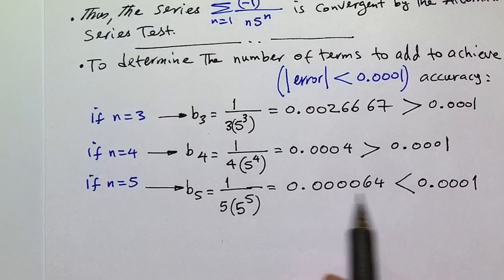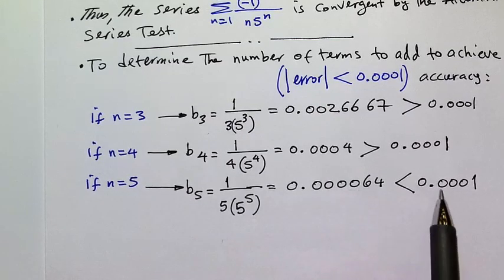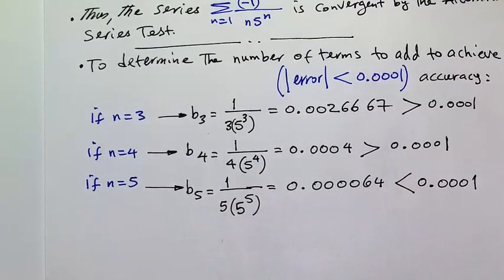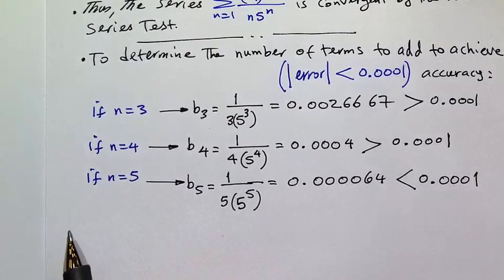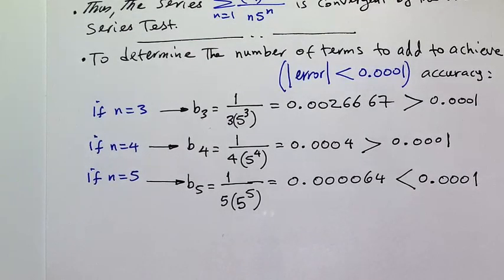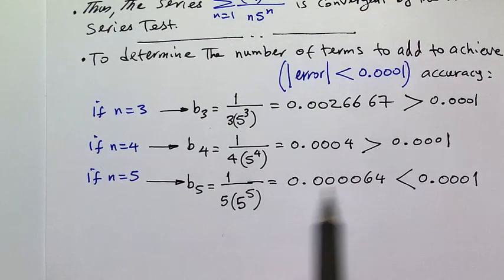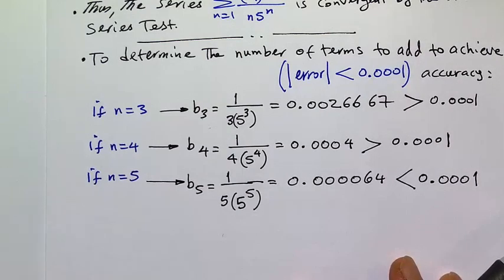Okay? So because this B5 gave us a value that is less than the error we're set, this is telling us, by the alternating series estimation theorem, that if we add the first 4 terms, B1, B2, B3, B4, we will have an error that is much less than that. In fact, the maximum error would be that much, which is much less than the standard we were asked to meet for the accuracy of adding the terms. So this is good enough.